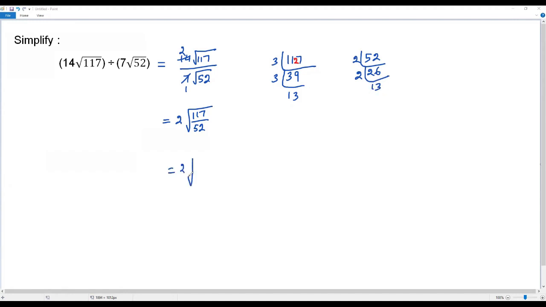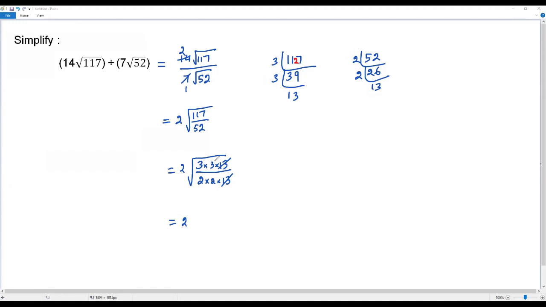Okay, the square root of 117 can be written as 3 times 3 times 13. Let me write it over here. 3 times 3 times 13 divided by this 52 can be written as 2 times 2 times 13. Let me write it over here. 2 times 2 times 13. Here this 13 will cancel out 2 times.